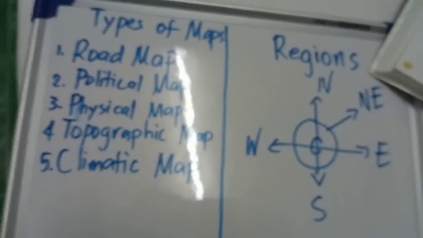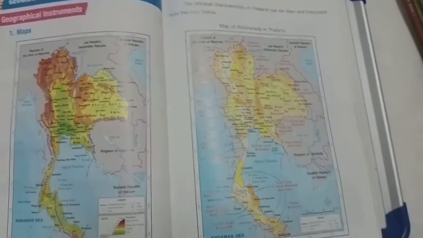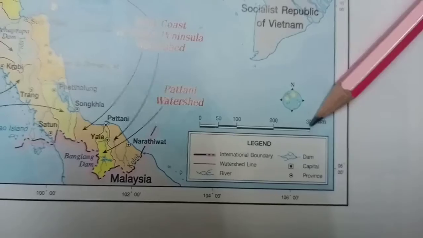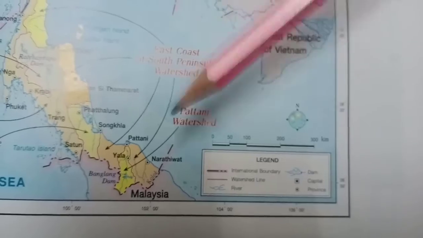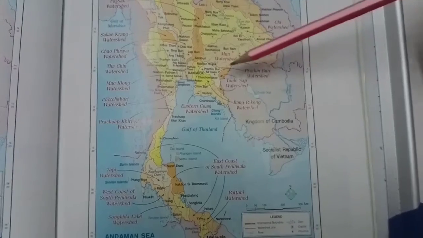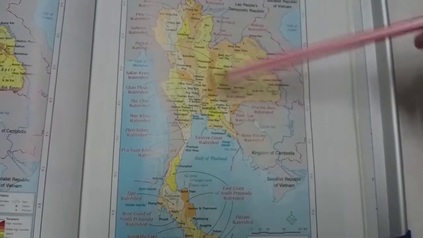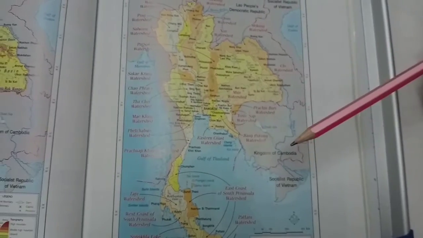In a map, we have that political map, and then we also have the physical map. The physical map shows this also. They are a little bit similar, yes, but this one focuses on legends and measurements, distance, and also the watersheds. It shows mostly the watersheds and boundaries of each map. So we can see which lands belong to Thailand or which lands belong to Laos or Cambodia.